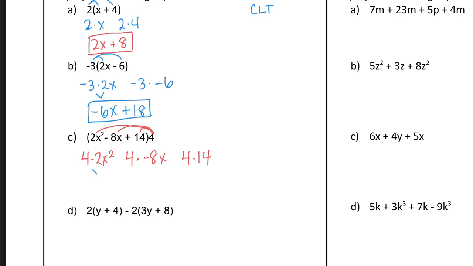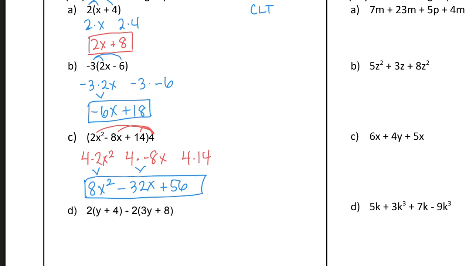All right, so 4 times 2x squared, 4 times 2 is 8, so we have 8x squared. Then I have 4 times negative 8x. Positive times a negative is a negative, so I have negative 32x. And then I have 4 times 14, that's going to be positive 56. So I don't have any like terms because even though these are both x's, this has an exponent of 2 and this has no exponent. So those are not like terms. So this is my final answer.